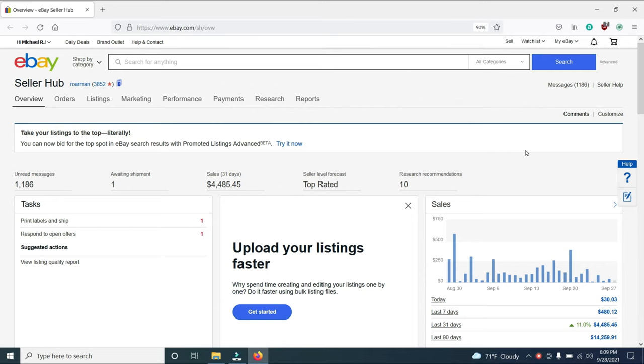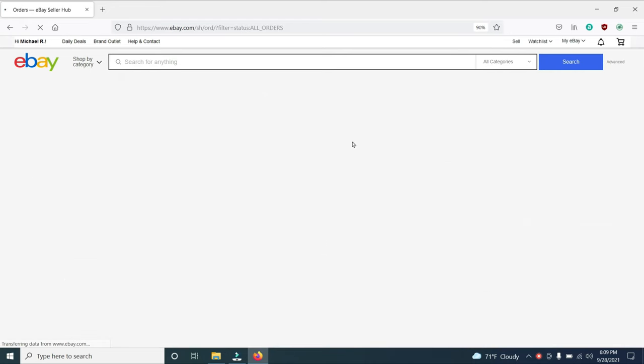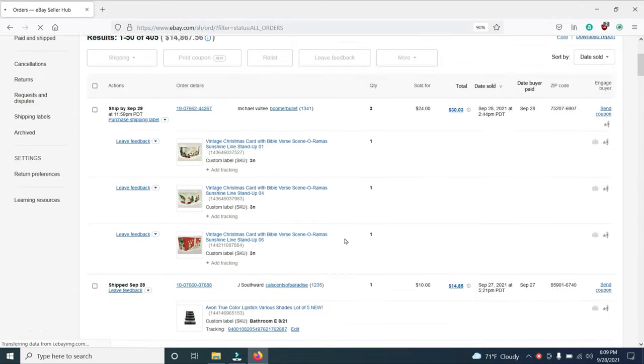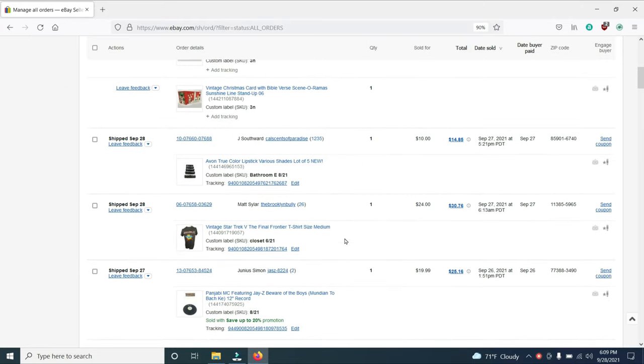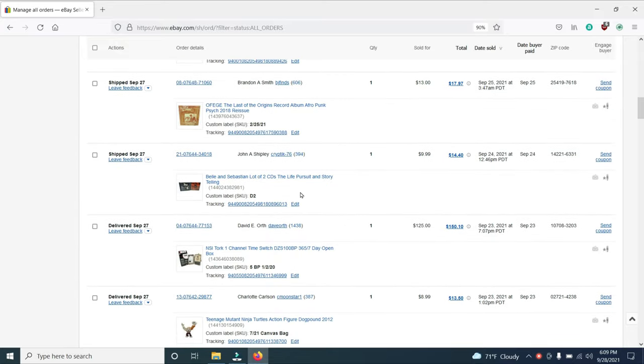So here I am on eBay Seller Hub. I'm going to go to orders and click all orders. And then I'm going to scroll down and find some CDs that I sold because I get charged a higher percentage to sell CDs. And here are a couple of them right here. I sold these for $9.99. The buyer paid a total of $14.40. So let's see how we got to that total.